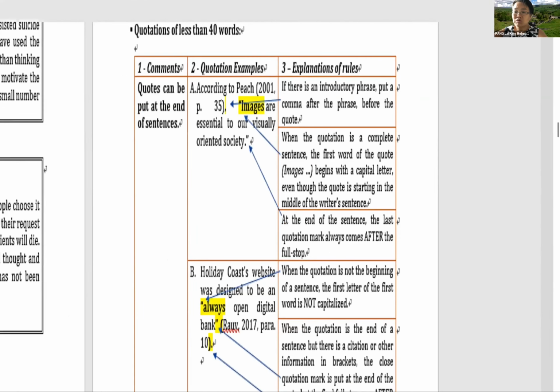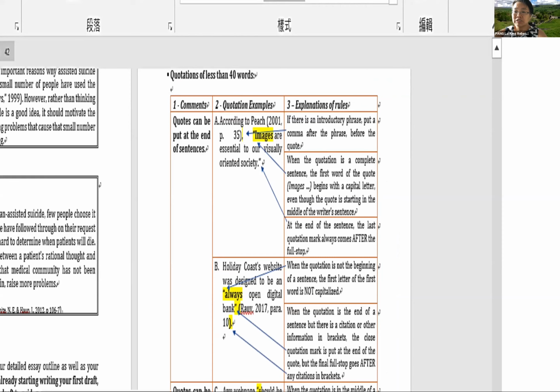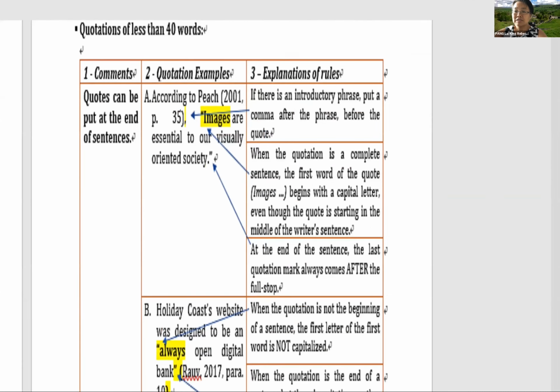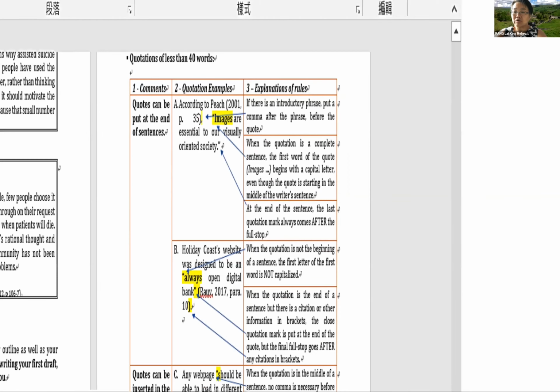Now, if you put the quotes at the beginning, quotes can also be put at the end of the sentences. That means if you start the sentence by saying according to Peach, and then look at the punctuation mark, it should be a comma, and then start with the quotation you have found. Then of course you have to use the double quotation marks and also capital letters, right? I for images. And when you finish, full stop and close the double quotation marks.